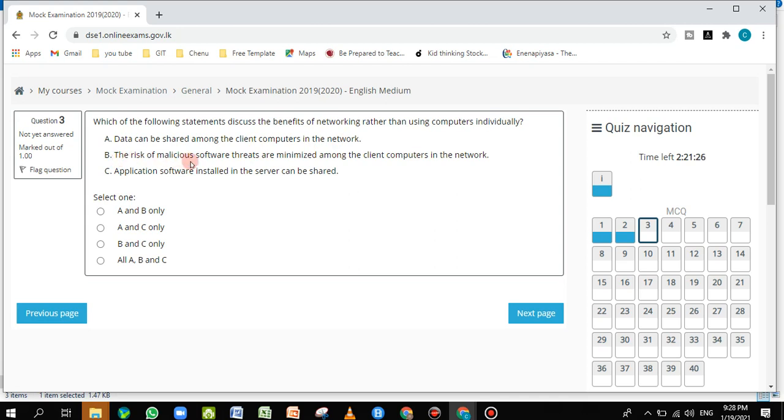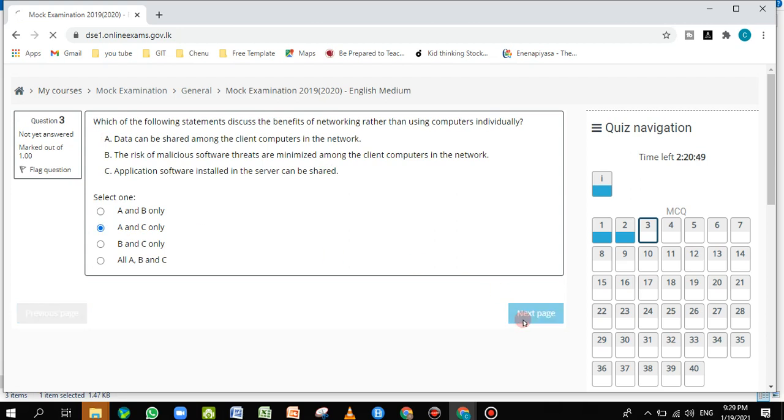The risk of the malicious software threats are minimized. That we can't say. If you keep an individual computer, you can sometimes say that will reduce the risk, because it's separated. When you wired it, when you connected it to another computer, there will be more risk like that. So this one we don't know. That is not correct. Then third one, application software installed in the server can be shared. That is true. So you can say A and C only.